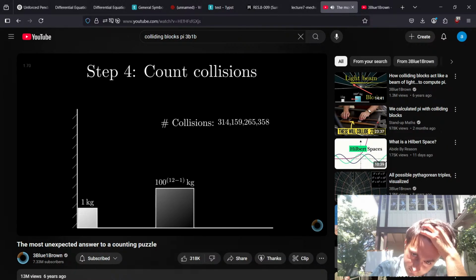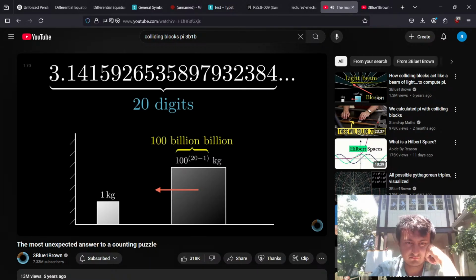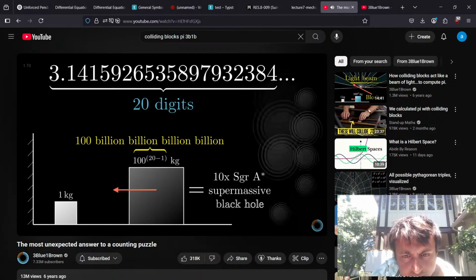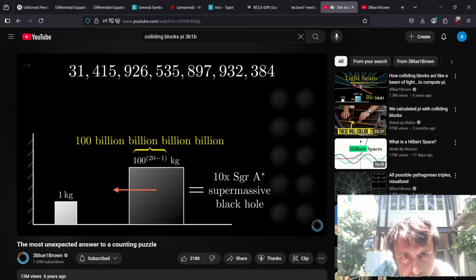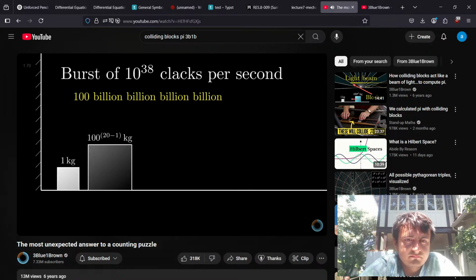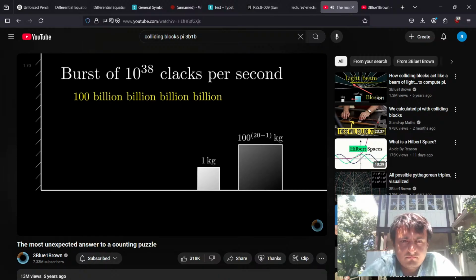So, for example, to calculate only 20 digits of pi, which fits so cleanly on the screen, one block would have to have 100 billion times the mass of the other, which, if that small block was 1 kilogram, means the big one has a mass about 10 times that of the supermassive black hole at the center of the Milky Way. That means you would need to count about 31 billion collisions, and at one point in this virtual process, the frequency of clacks would be around 100 billion clacks per second. So let's just say that you would need very good numerical precision to get this working accurately, and it would take a very long time for the algorithm to complete.